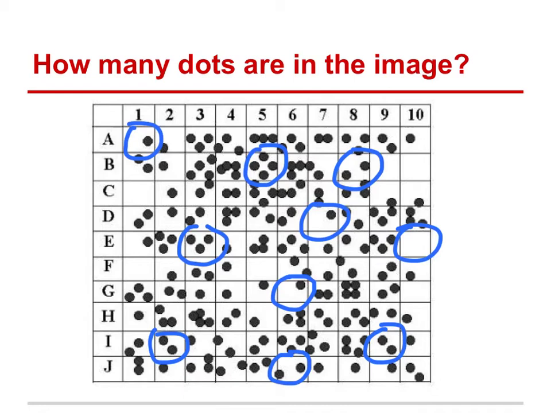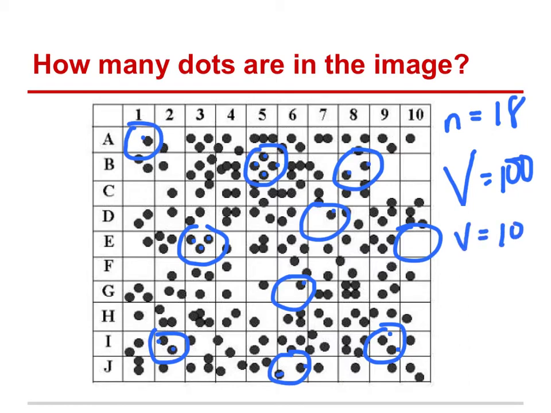Okay, and let's count our total population here. We see 1, 2, 3, 4, 5, 6, 7, 0, so still 7, 8, 9, 10, 11, 12, 13, 14, 15, 16, 17, 18. Our sample, or lowercase n, is equal to 18. We know that the total volume, capital V, is equal to 100 boxes. So we're going to say it's 100. And we know our sampled volume is 10 boxes. And so we're looking for total population.